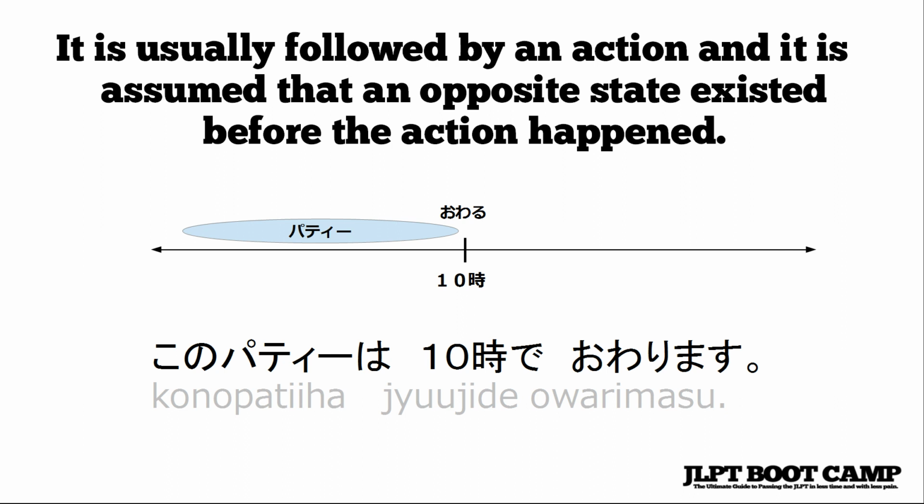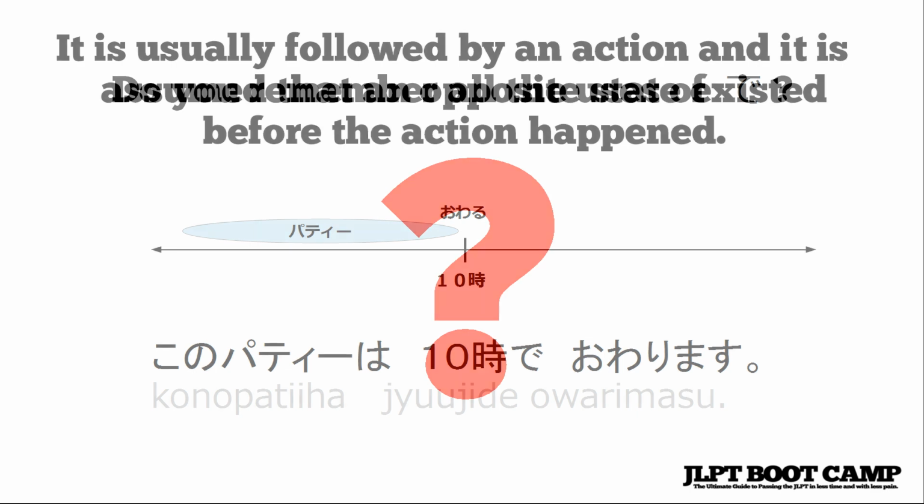So this is different than the ni particle that marks time as well, because ni is more general use for time, whereas this de marks a change. It's changing a state from one state to the opposite state, the opposite situation, to start to finish, to going on to finish, or open to close, or whatnot. We would use this fourth use of de.